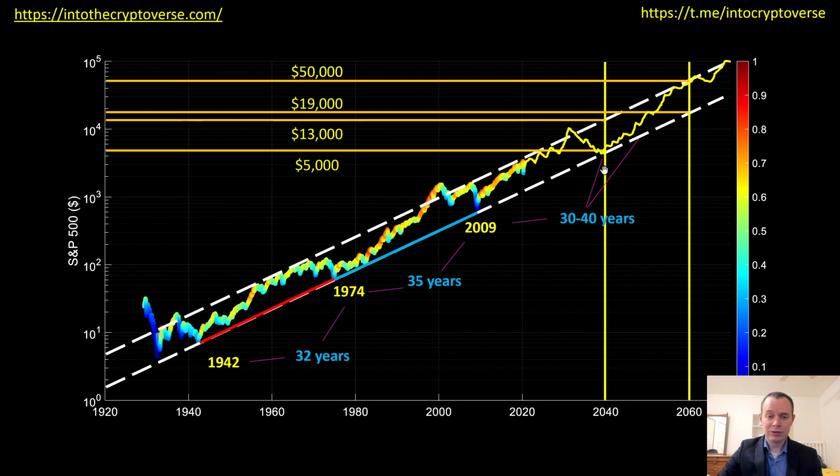So even though it sounds ridiculous that the price of the S&P could only be $5,000 by 2040, when you have moves like this where they drop this significantly, you have to consider that it could be a point in time where something like that were to happen.